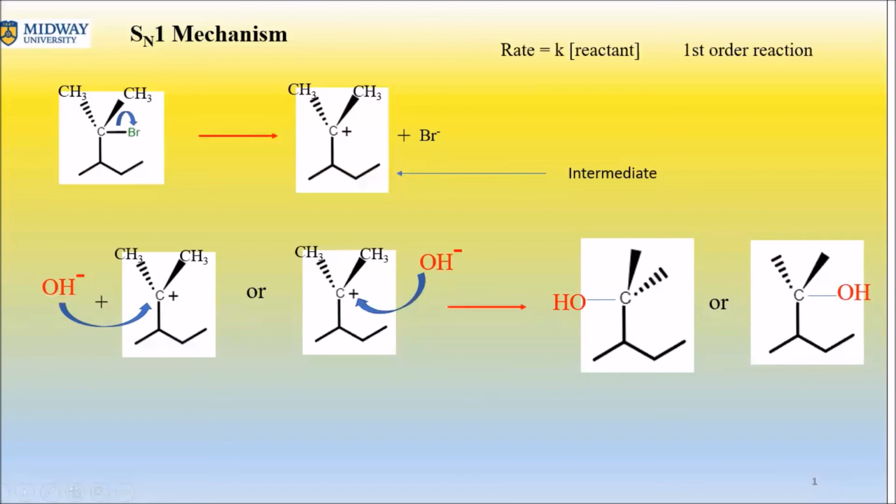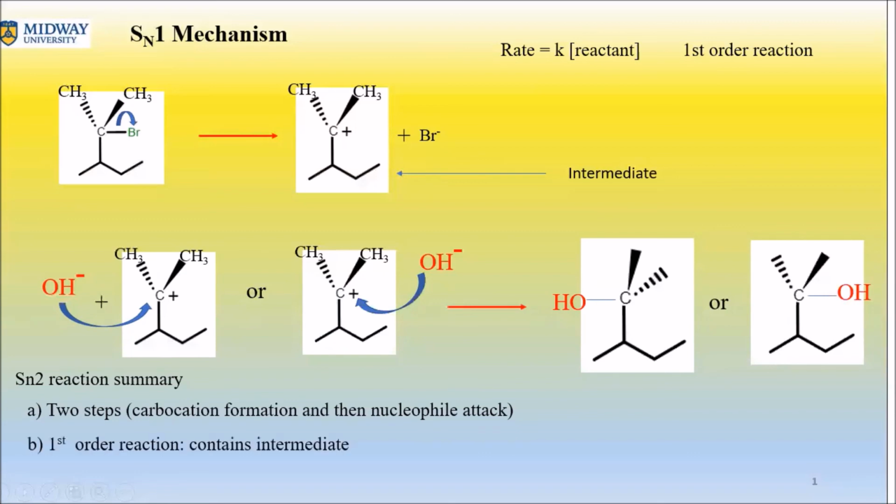So I'm going to summarize. The rate law would be rate equals just the concentration of the reactant. It does not depend on the concentration of the nucleophile. So SN1 reactions are first order reactions. It should read SN1 reaction summary. It involves two steps, the carbocation formation and then the nucleophile attacks it. SN1 reactions, or first order reactions, contain an intermediate, and inversion and retention of configuration, as we see in the two figures up there.